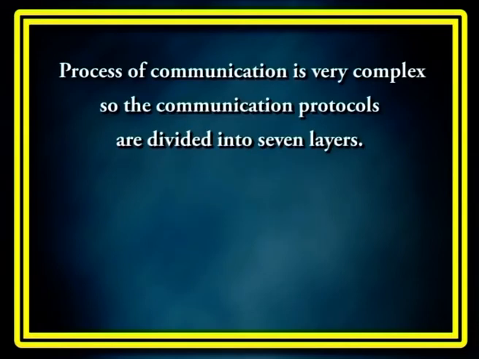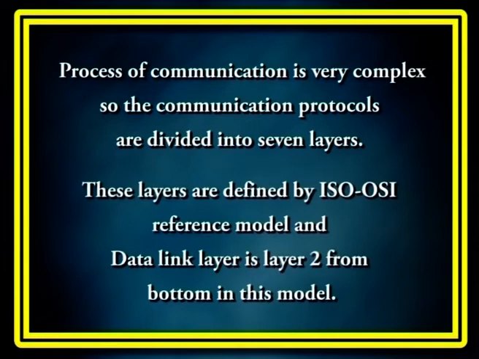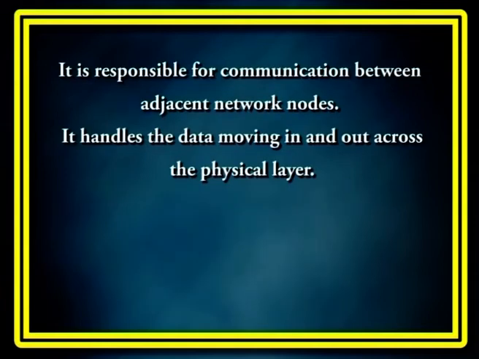As we know, process of communication is very complex. So, the communication protocols are divided into 7 layers. These layers are defined by ISO OSI reference model and data link layer is layer 2 from bottom in this model. It is responsible for communication between adjacent network nodes. It handles the data moving in and out across the physical layer.